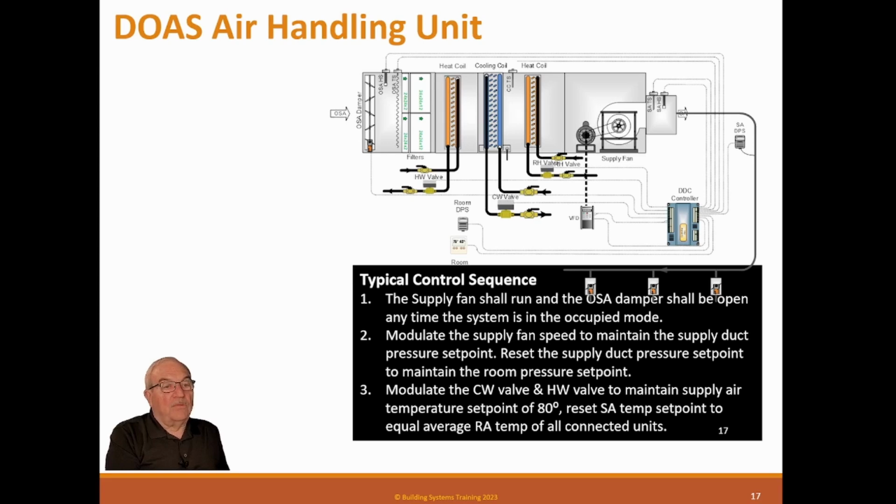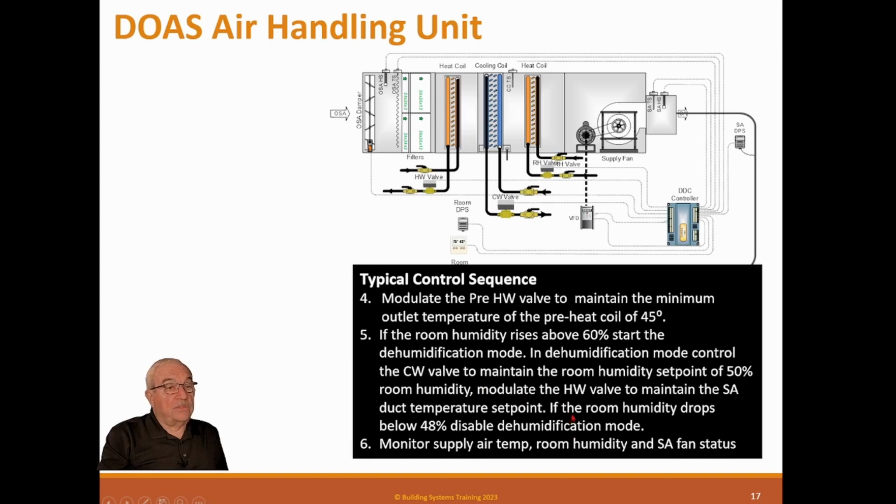Modulate the chill water valve and hot water valve to maintain supply air temperature set point of 80 degrees. Reset supply air temperature set point to equal average return air of all connected units. So basically, we're gonna reset this temperature. It starts at 80, but we want this to be equal to the return air of the other units. So basically, we're taking out any outside air load at all from these systems.